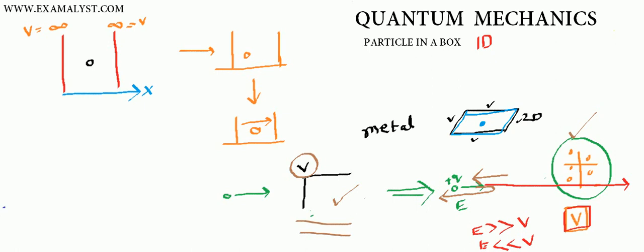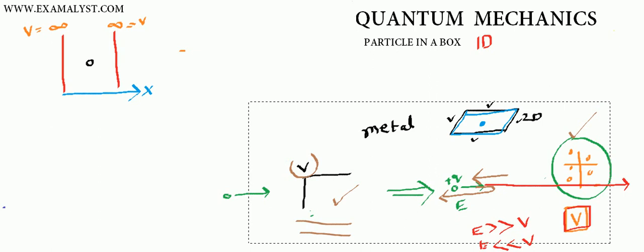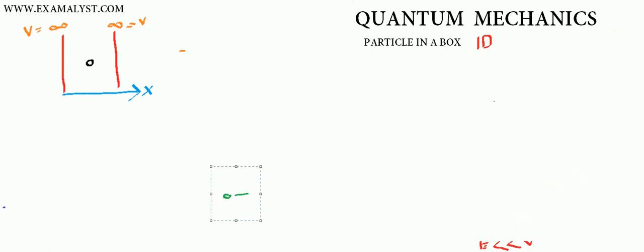I hope one thing is clear: when I'm talking of a particle in a box, the potential is infinite on both sides. That means there is some source somewhere which is responsible for this infinite potential on both sides. Because of this infinite potential, the particle inside is not able to escape. And this is the system that we will study in our next lecture.